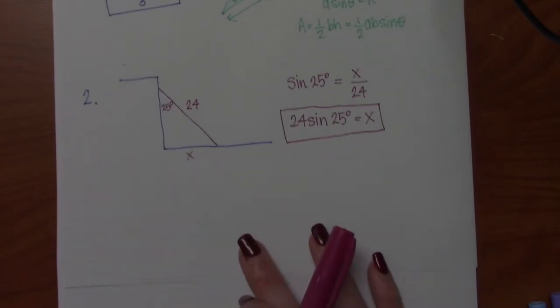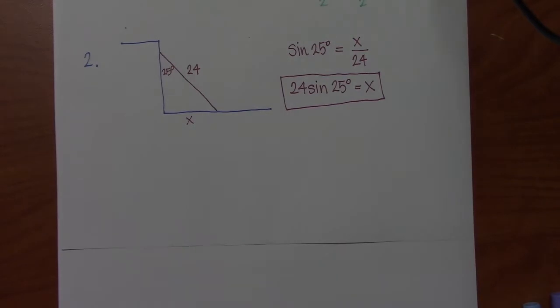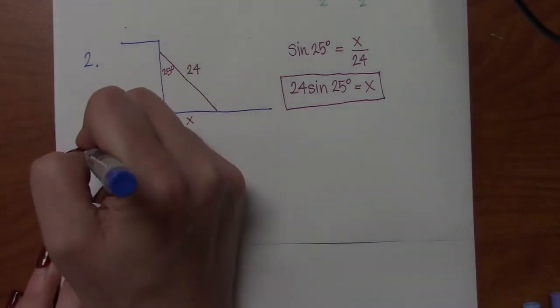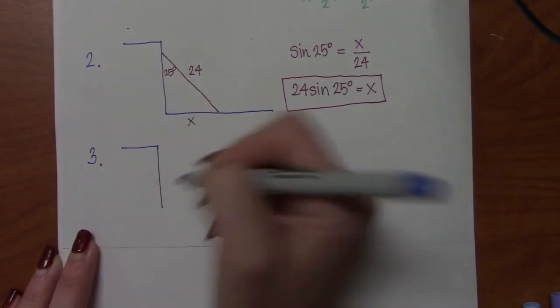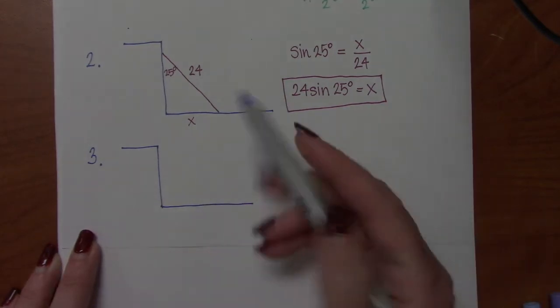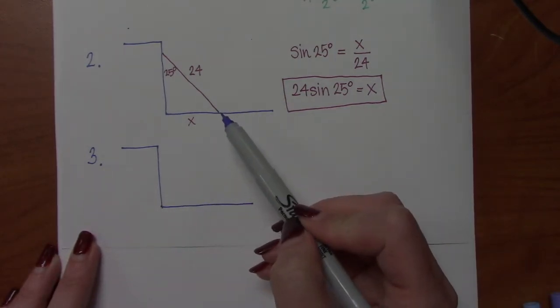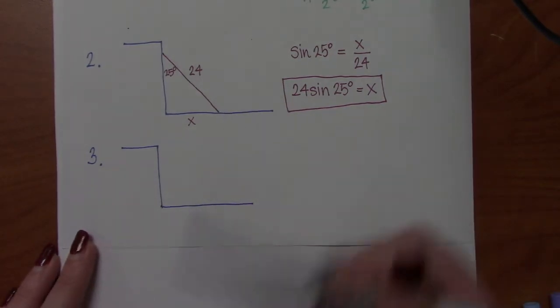All right, so the next problem is a continuation of this one. And so what we're going to do now is we're going to take that same ladder, but we're going to slide it in such a way where the base of the ladder is slid 2 feet to the right.